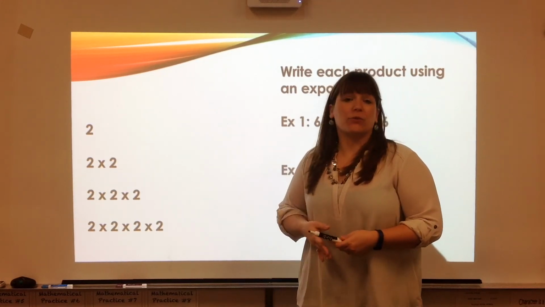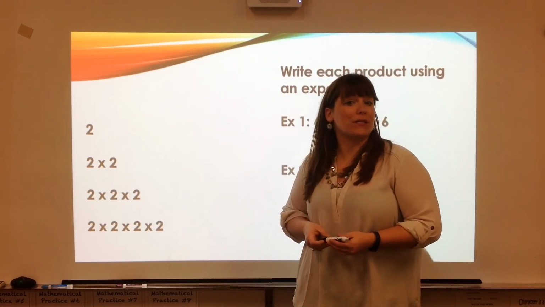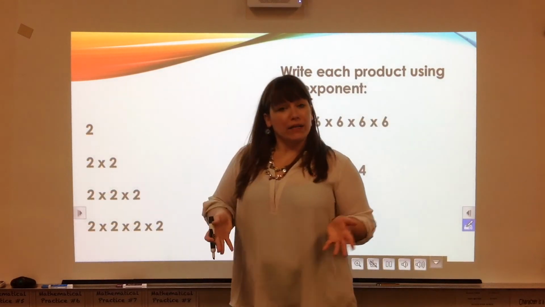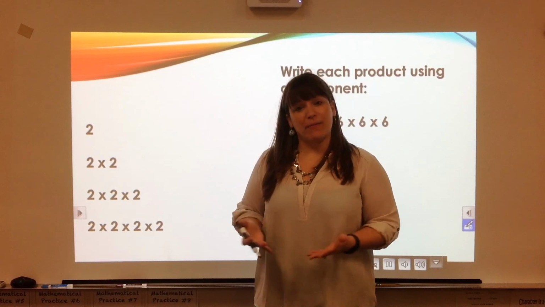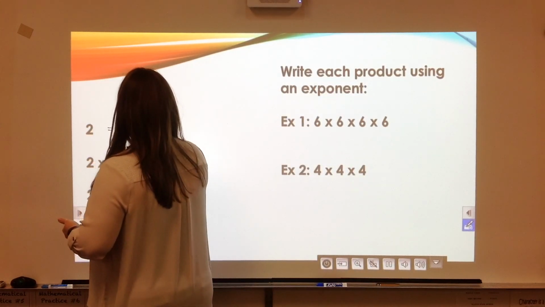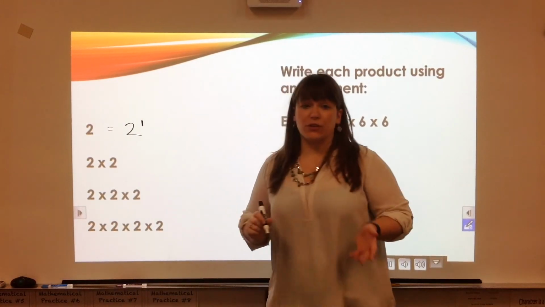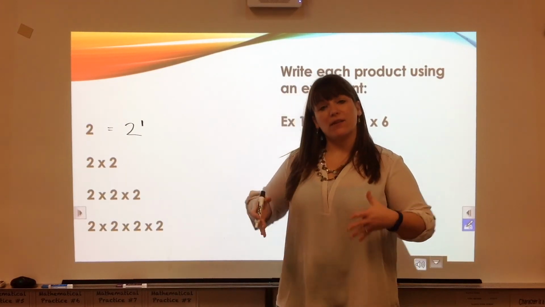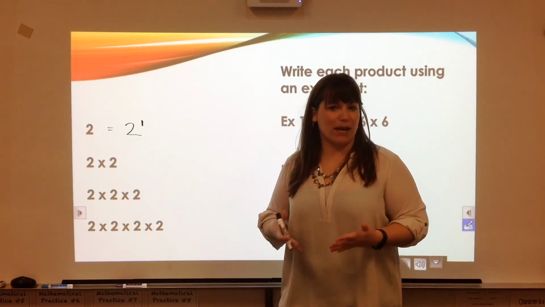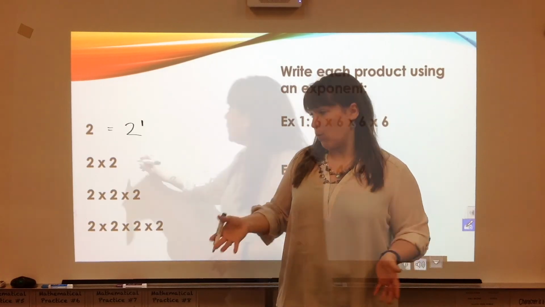All throughout chapter 6, we're going to be talking about patterns that we notice with numbers. And this is the start of it. If we just have one number and it's not being multiplied by anything, we can show that in exponential form as 2 to the first power. So anything raised to the power of 1 is just itself. It's not multiplied by anything except times 1.